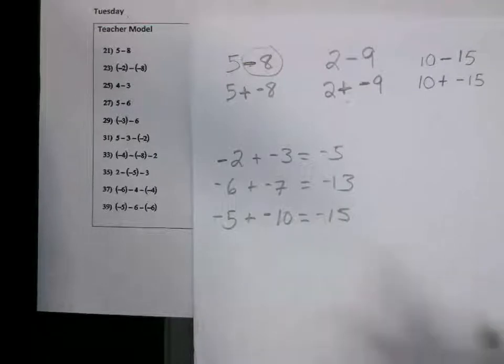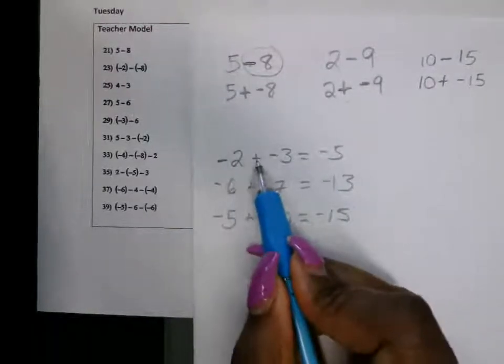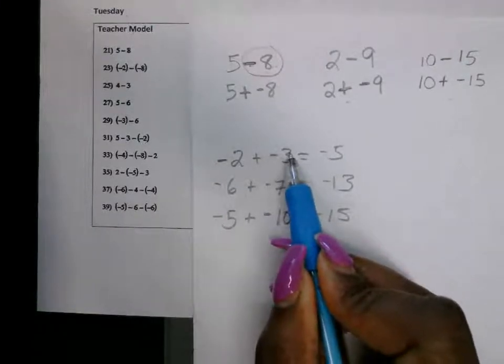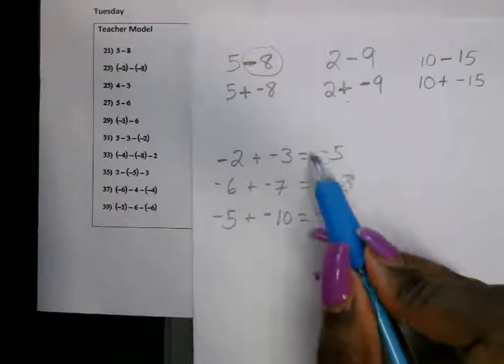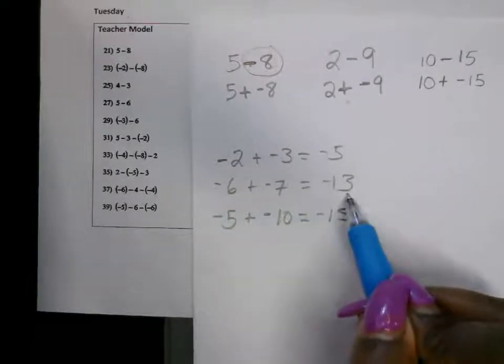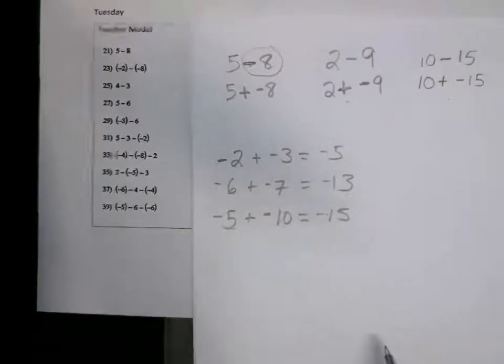You add them together. You owe $2. Owe means negative. You're in the hole. Plus, you also owe $3. That's the negative you owe, so that's negative. That means you owe a total of $5. Negative plus negative is a negative. Add the numbers together.